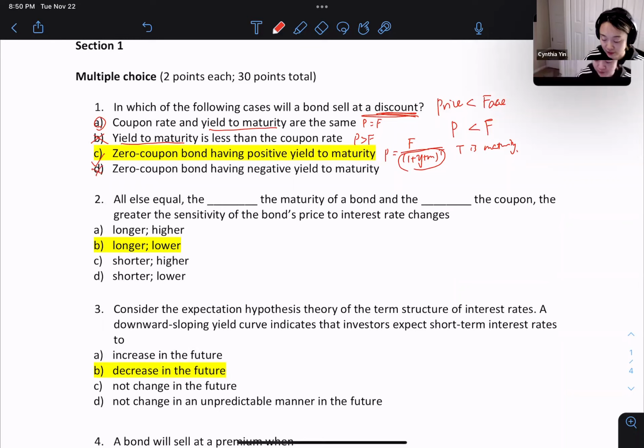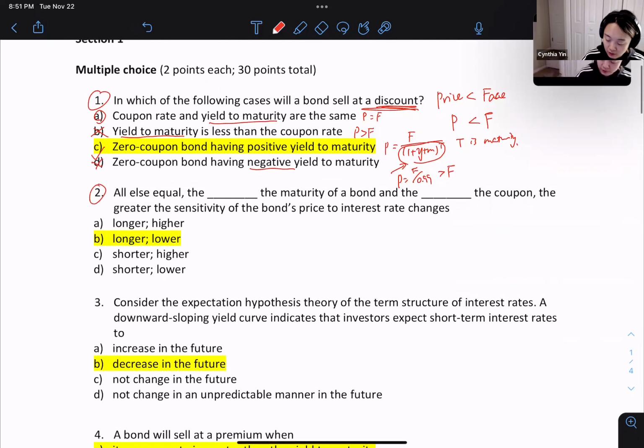They are saying the opposite thing. But let's see, suppose the yield to maturity is negative. Negative yield to maturity means this denominator is going to be less than 1. So if P equals F divided by something less than 1, for example 0.99, then P equals F divided by 0.99, it's gonna be bigger than F. Then it's sold at premium, not discount. So D is wrong, and that's the reason C is right. Okay.